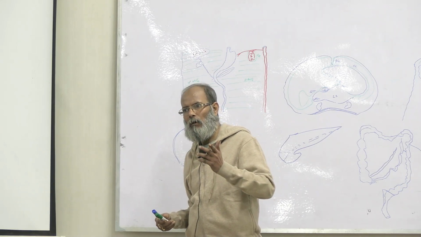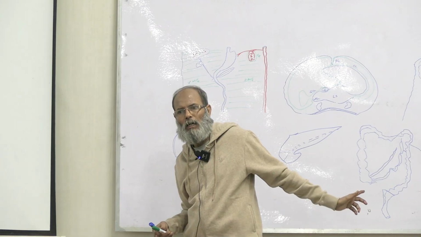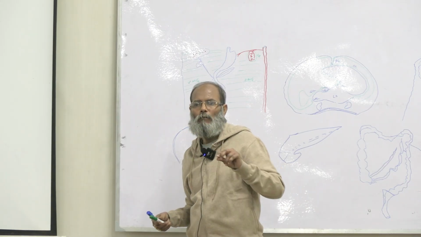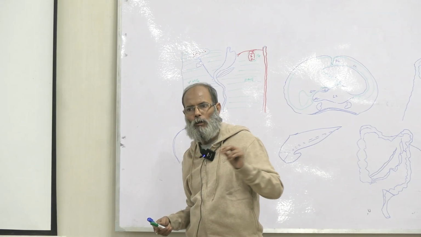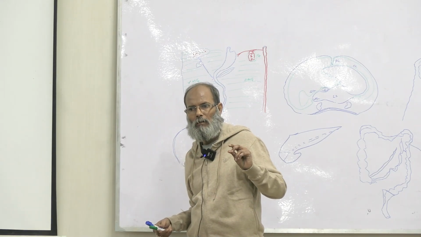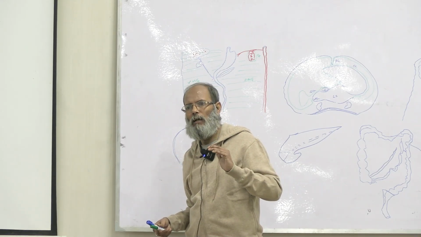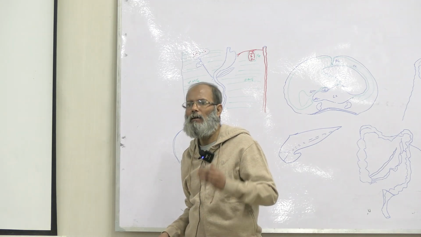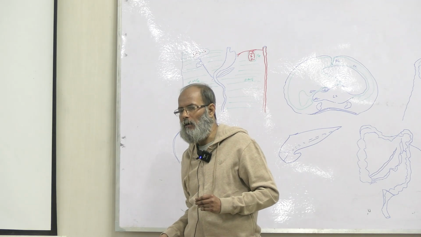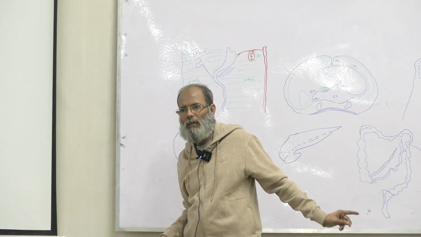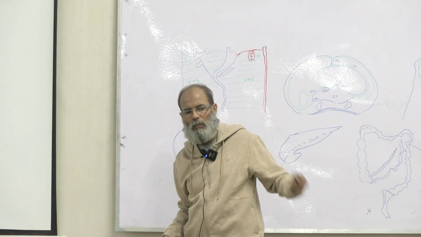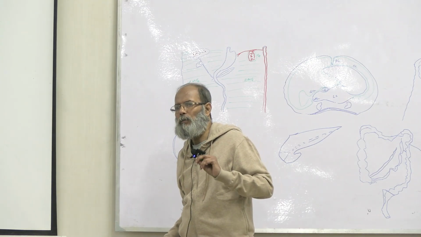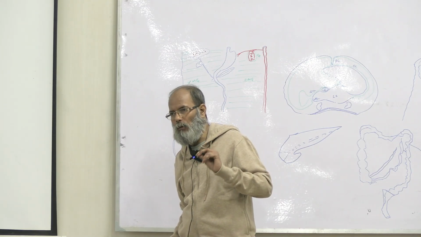Right. Now you see the transverse mesocolon. Transverse mesocolon, the 2 layers fall on the anterior border of the pancreas. All right. From there, one layer goes to the anterior superior surface and another layer goes to the inferior surface of the pancreas. Understood? This is the root of the transverse mesocolon.